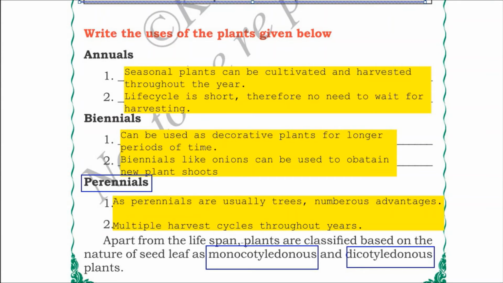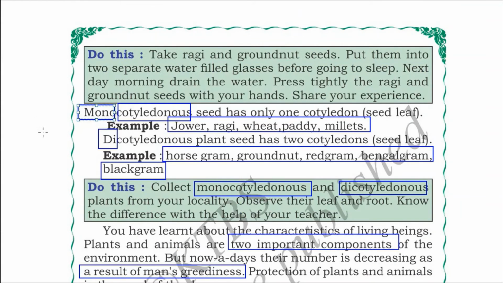Apart from the lifespan, plants are classified based on the nature of the seed leaf as monocotyledonous and dicotyledonous plants. So seed leaf is a structure of the seed. For us to understand the difference between monocotyledonous and dicotyledonous seeds, this is an experiment that we can do. Take ragi and groundnut seeds, put them into two separate water-filled glasses before going to sleep.